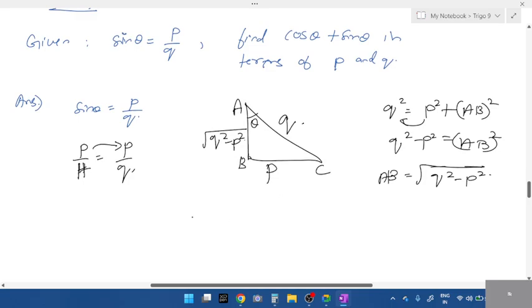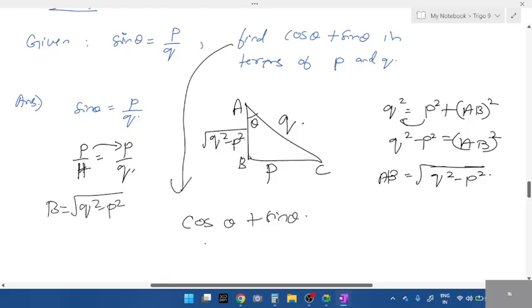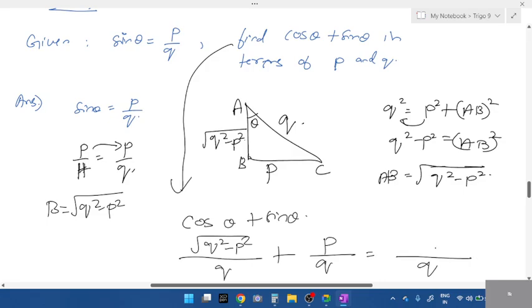Once you find this cos, what is cos, students? Find cos theta plus sin theta. What is cos theta plus sin theta? What is cos theta, students? Tell me the formula. Perpendicular by, base. Sorry, base by hypotenuse. Hypotenuse is Q. And what is this one? Q, right? If the denominator is the same, what do you take? Q, correct?